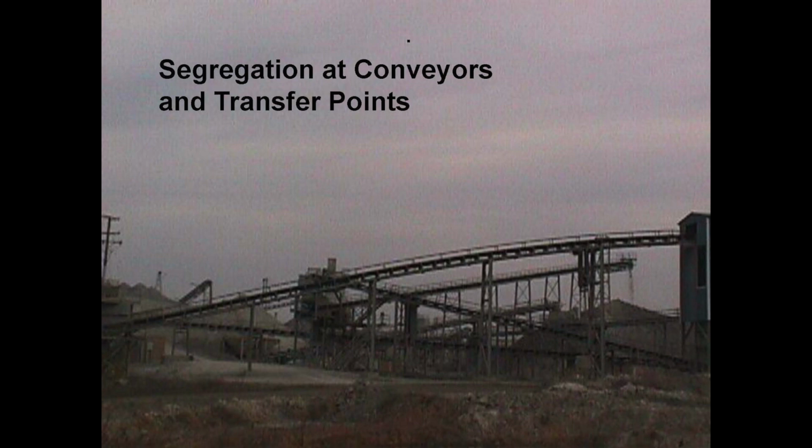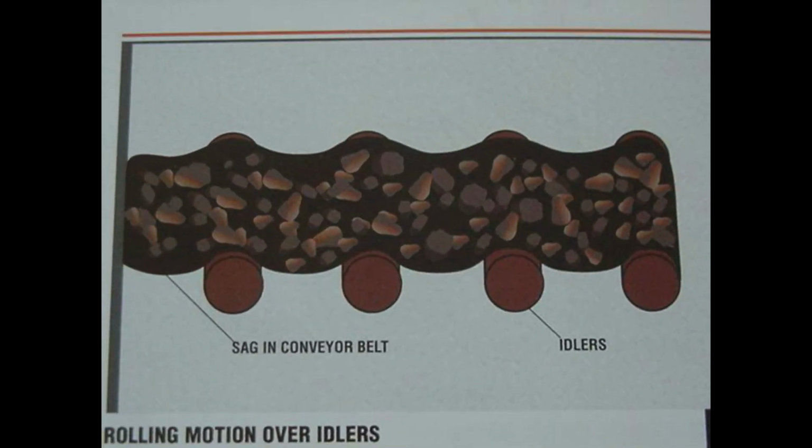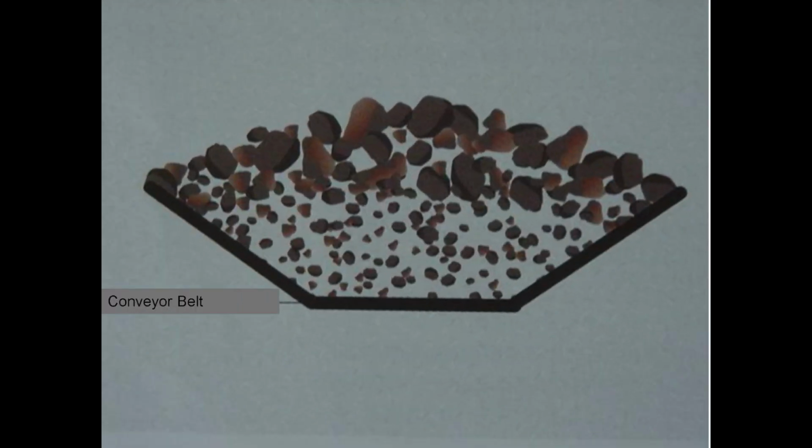But transfer points and conveyors create segregation. But yet we need to move material from one point to the other, right? You can't just take them out. But look at all those opportunities. And every one's an opportunity to create segregation. So as it's going over the idlers, it's bouncing, right? So what happens when you've got a bunch of different size aggregates on that conveyor belt and it's bouncing? That's what happens. All your fines are going to migrate down to the bottom and your coarse is going to stay up on the top.